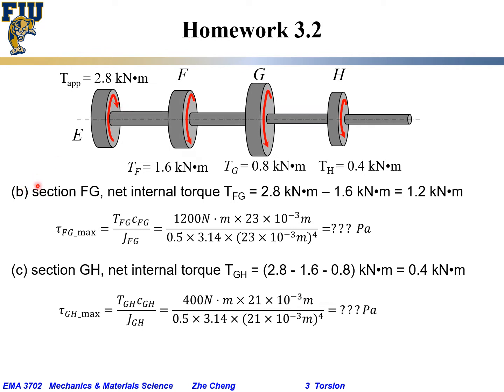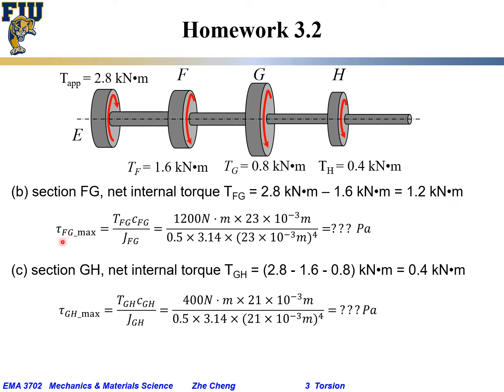So let's continue. Similarly, for section F and G, the first part is based on statics to determine the torque. The TFG, the net internal torque, would be, if you make the cut here, 2.8 goes one way, 1.6 goes the other way. To balance, we need an internal torque that is the difference. 2.8 minus 1.6 would be 1.2 kilonewton meter.